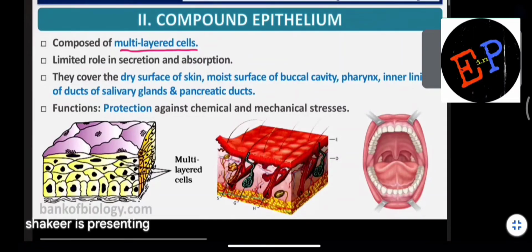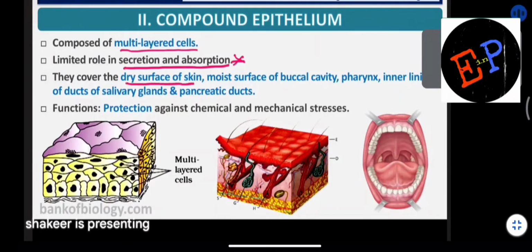So compound epithelium has a limited role in secretion and absorption. This is one important point. All the single layered cells were responsible for exchange of gases, secretion, and absorption. But multi-layered cells are not very helpful in secretion as well as absorption. Secretions and absorptions do not happen much there. Let us see where we find this compound epithelium.